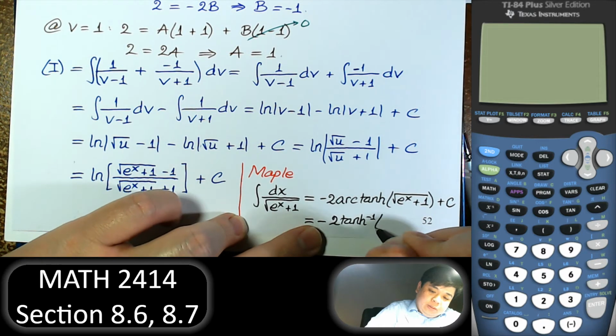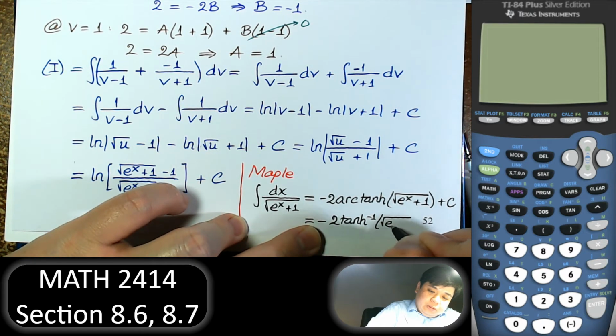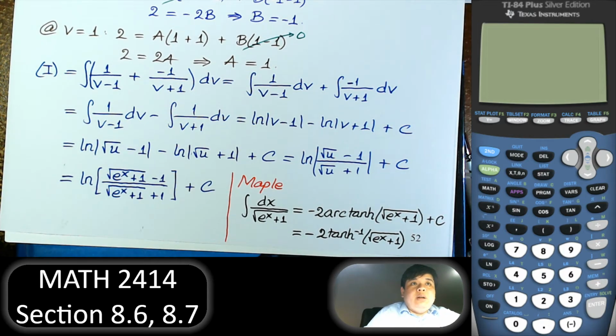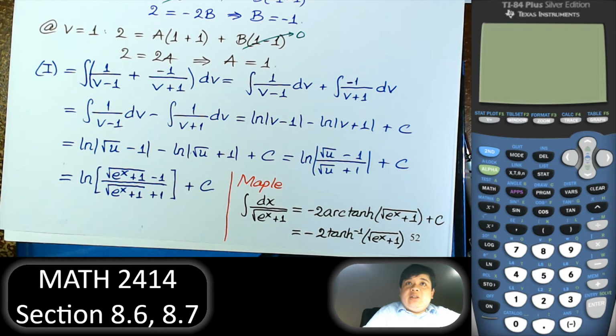Inverse. So this should be somewhere in the calculator. Let's see if that is the function. No, I think it's under catalog and tangent. So alpha, where's the T?